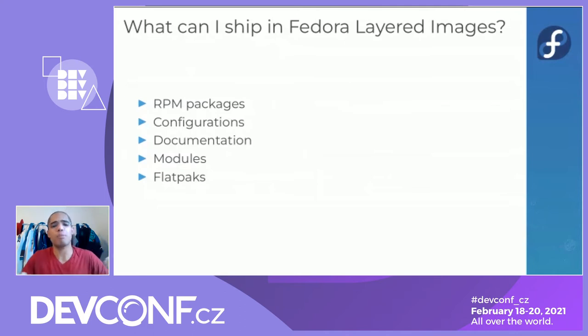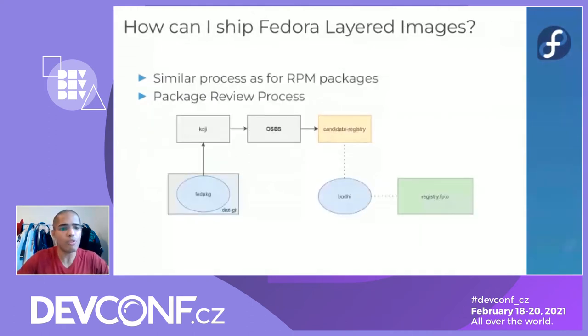And how can I ship Fedora layered images? Well, the process is quite similar to the one that we use for RPM packages. You're going to submit your Dockerfile and all your configuration files and documentation through a package review process. After that's approved, you'll get a Dist-git repository, and then you're going to push your code in there, and then you're going to use that package to make a request to Koji.